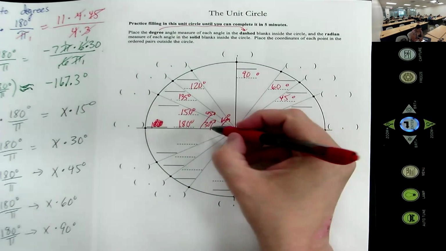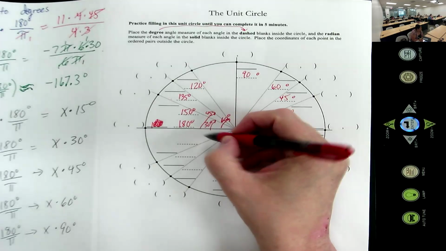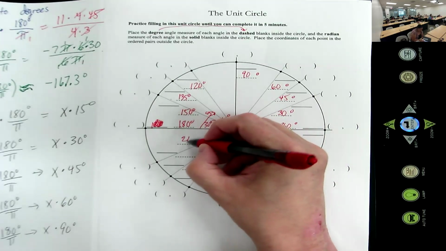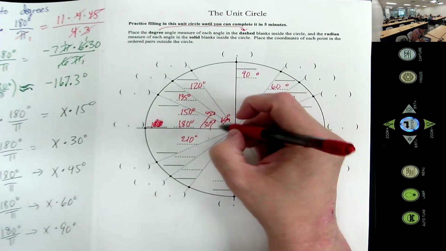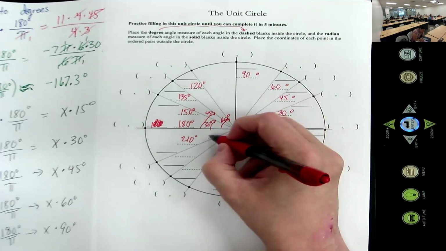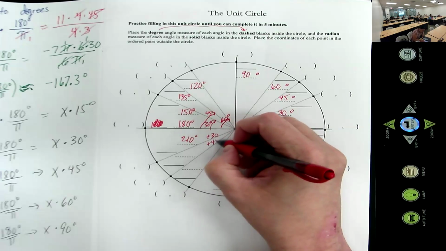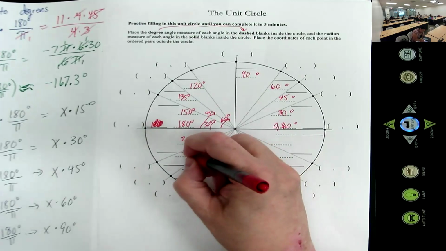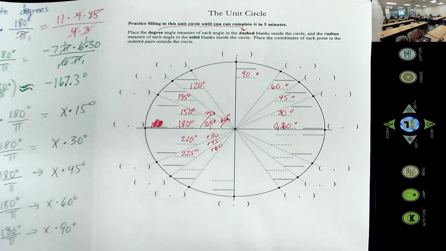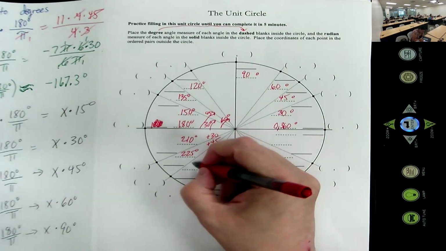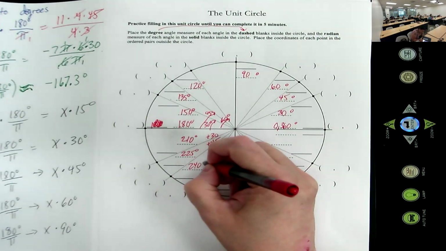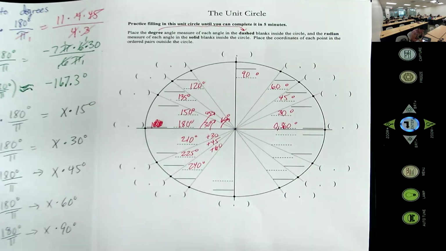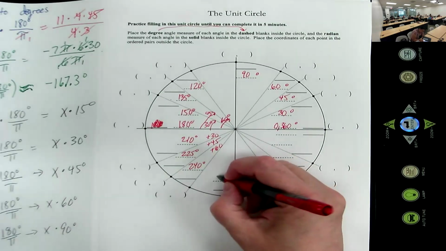I'm gonna do the same thing going the other way. I'm gonna add 30 to get to this one. 180 plus 30 will put 210 there. So that's like plus 30, plus 45, and plus 60 here. 180 plus 45 is 225, and 180 plus 60 is 240. Straight downwards is 270.